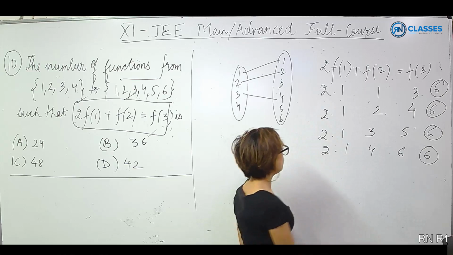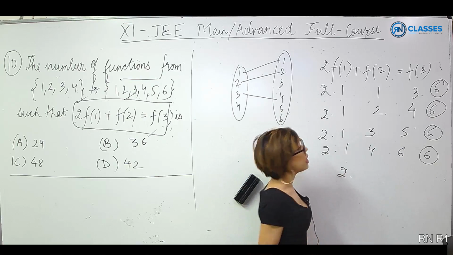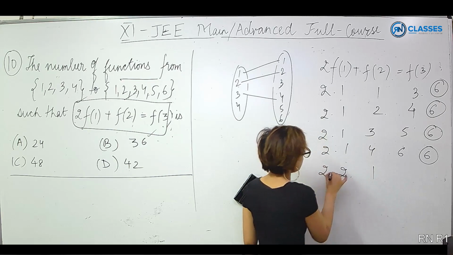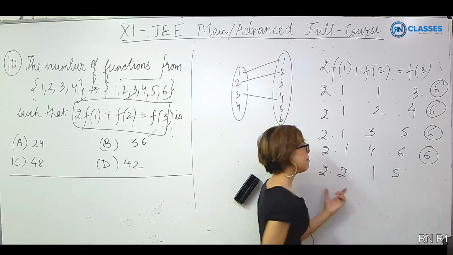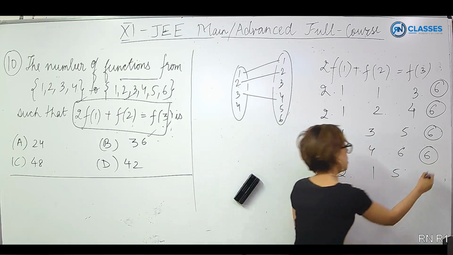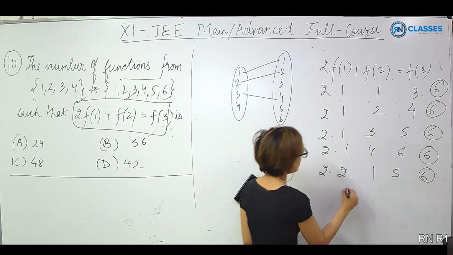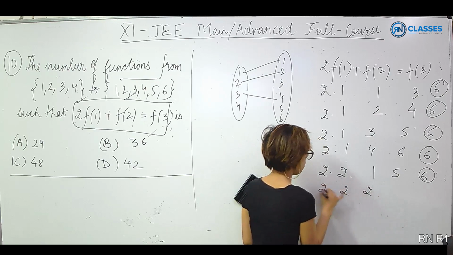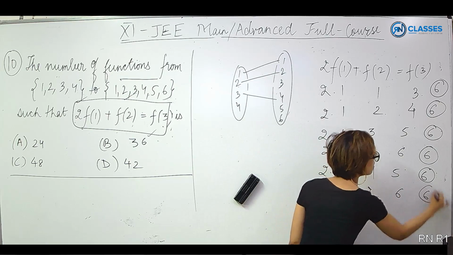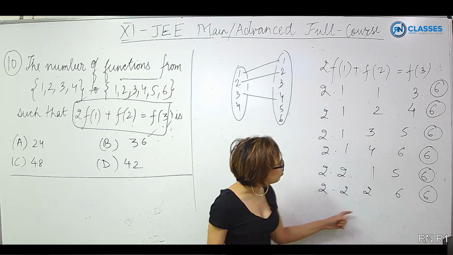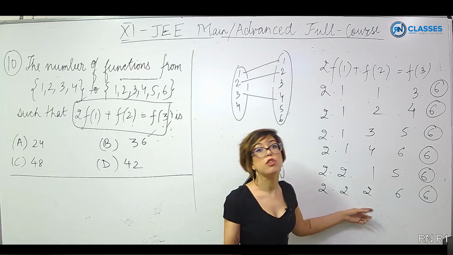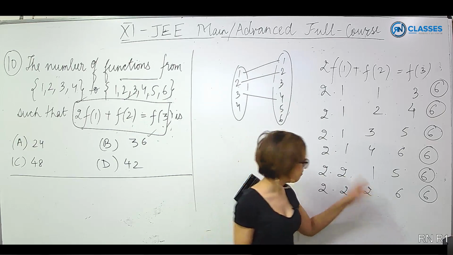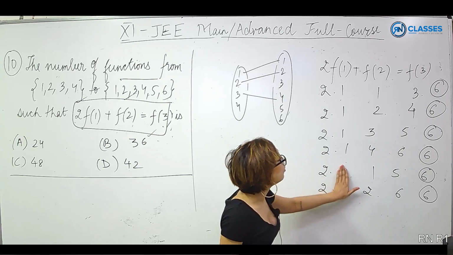So f of 1 equal to 2. I'll start the chain again. So 1 over here. So that means this is 5. This is 5. That means another 6 cases, 6 functions. Then 2, 2. This is 6. That means 6 more. Mind it, I cannot have 2, 3 option because obviously 3 will not be associated there. So f of 1 equal to 2 exhausted.